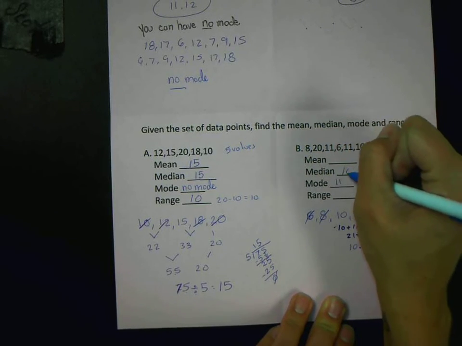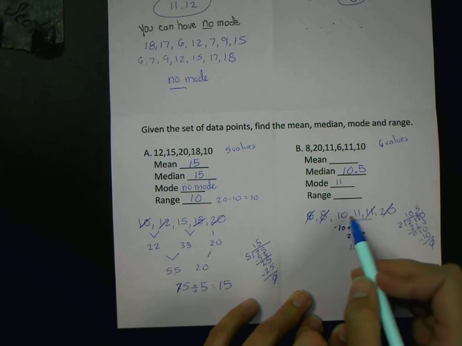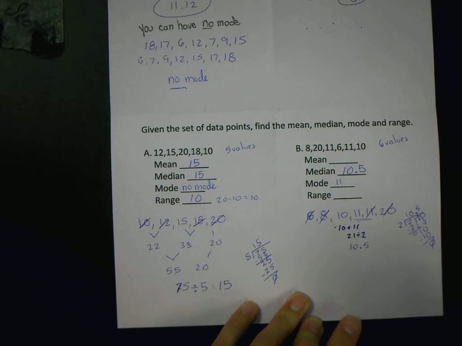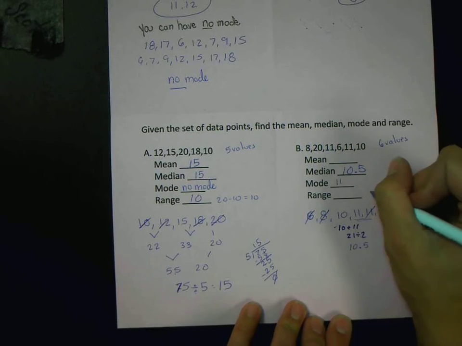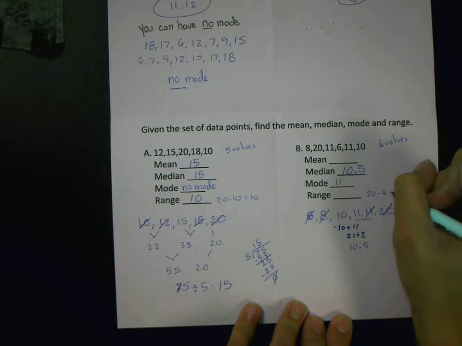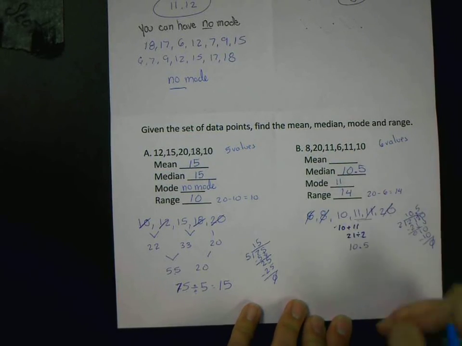Happens to work out. My range is the biggest number minus the smallest number. So we have 20 minus 6, which is going to be 14. So 14 is my range. Again, we're back to the mean. Okay. I'm going to rewrite my data points. I have 6, 8, 10, 11, 11, and 20.